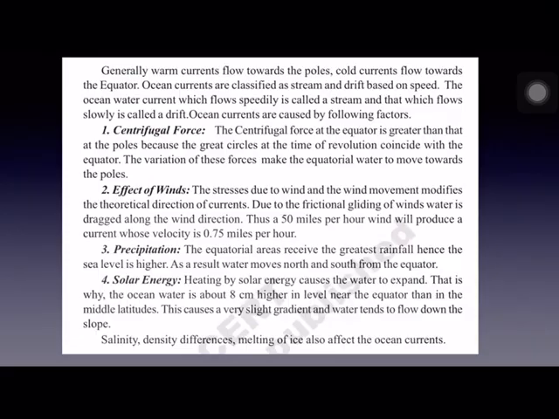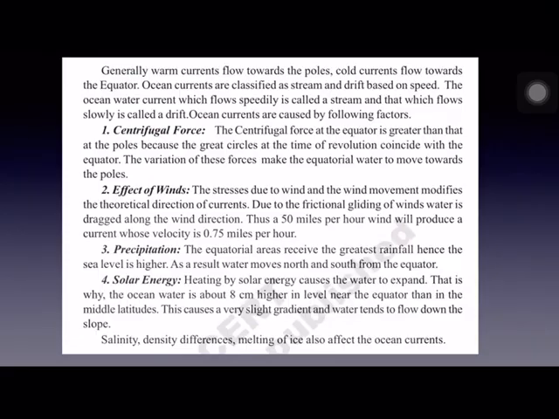And the fourth factor is solar energy. When water gets heated up, it expands. And as we know already, the sun's rays directly fall on the equator. So water near the equator gets heated up more and expands more. And that is why water level near the equator is 8 centimeters higher than the other latitudes. When the water level is higher near the equator, naturally water moves from equator towards north and south poles.